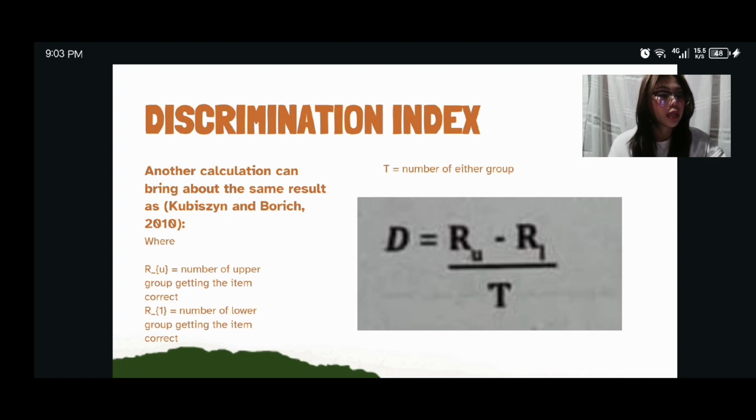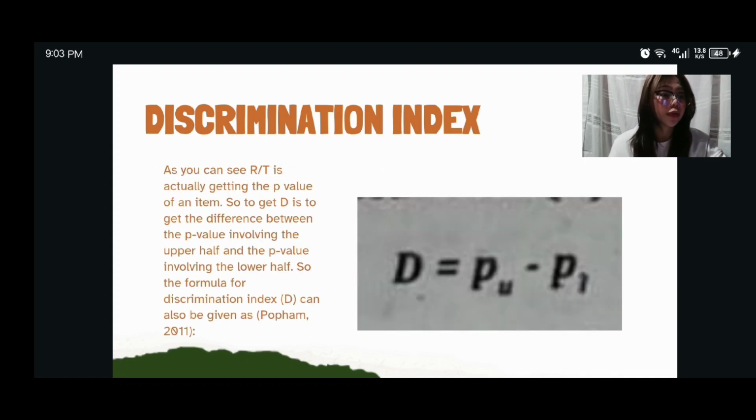And now let's look at another formula of the discrimination index. We have the formula D equals PU minus PI. We all know that D again represents the item discrimination index.